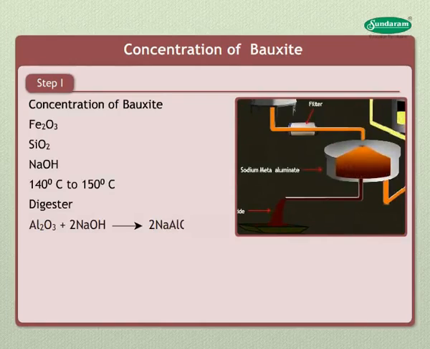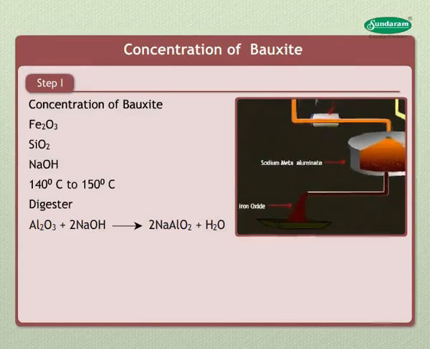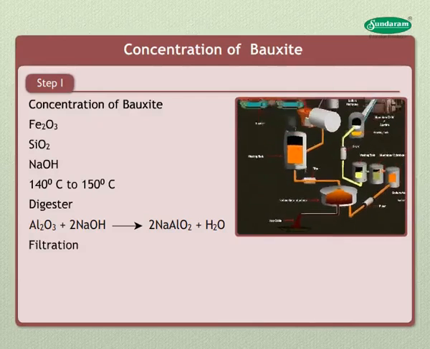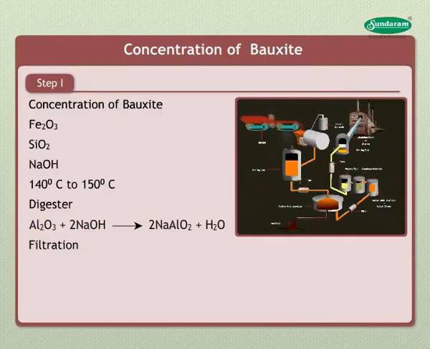Al2O3 + 2NaOH gives 2NaAlO2 + H2O. The iron oxide in the gangue does not dissolve in aqueous sodium hydroxide and is removed by filtration. However, silica from the gangue dissolves in aqueous sodium hydroxide, forming water-soluble sodium silicate. Diluting sodium aluminate with water and then cooling to 50 degrees Celsius, it is hydrolyzed to give aluminium hydroxide as a precipitate.